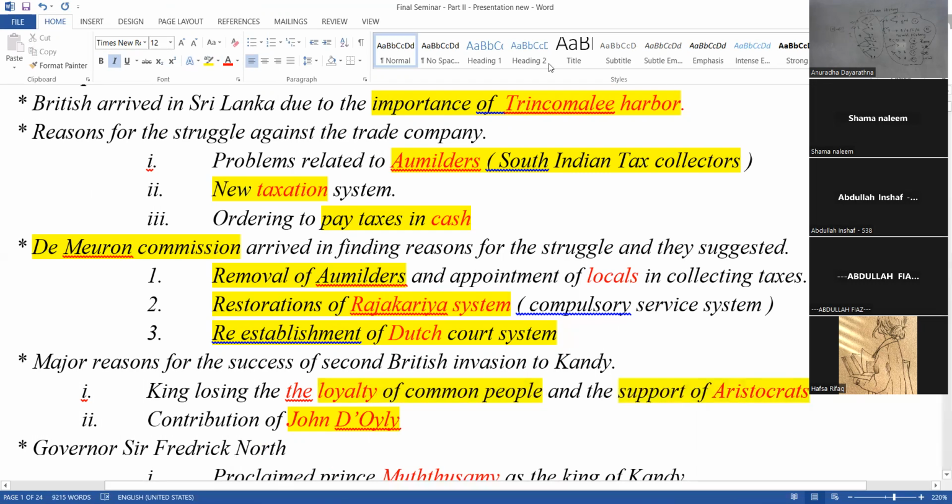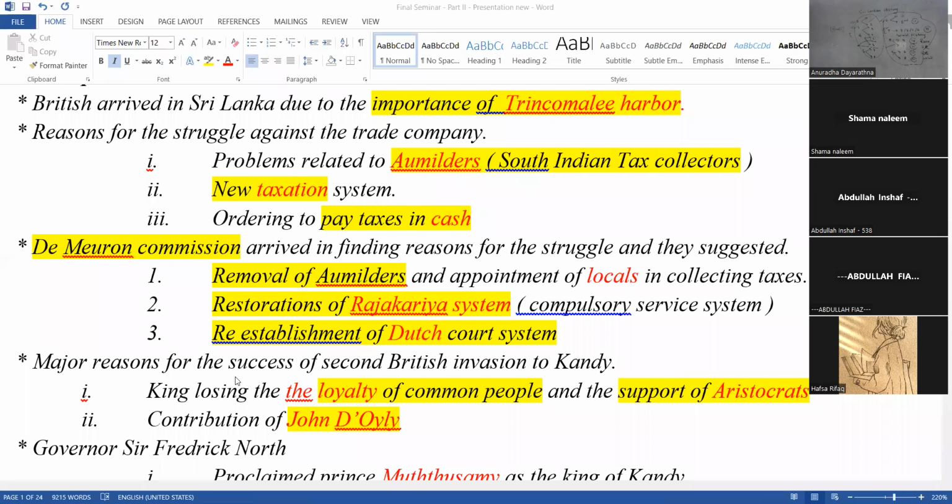And the contribution of John Doyle, a British civil servant. Yes, Abdullah says 1803 is the invasion, correct. John Doyle gathered all the information about the Kandyan Kingdom by behaving as a common person, wearing local dress, not wearing slippers, chewing betel, learning Sinhala and talking with Sinhala people. Later he became the guide for the second invasion. So these are the two reasons. This is actually a big answer for an exam question.